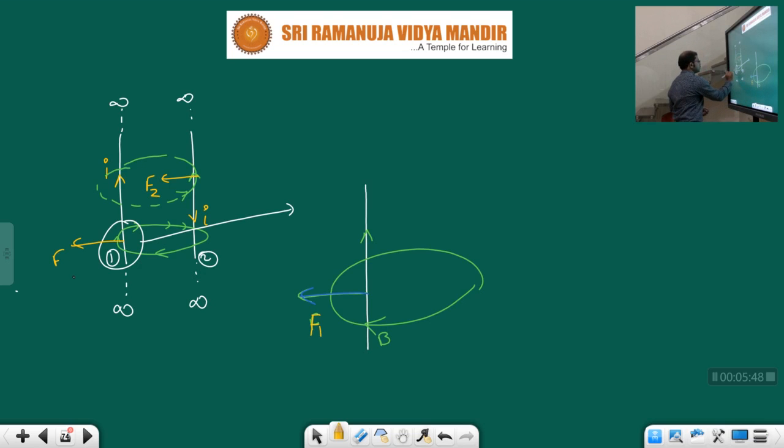So this is F1, children. Now observe the second case: this is the direction of F1 and this is the direction of F2. Okay children, this means both conductors are moving. There is no attraction, attraction in the sense both should come together. Now what happened? Both are moving away from each other.